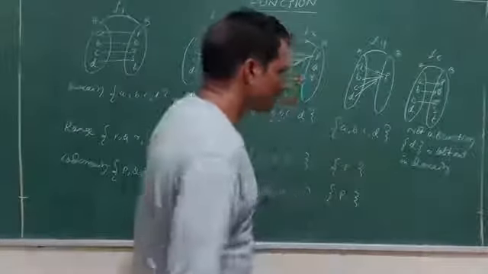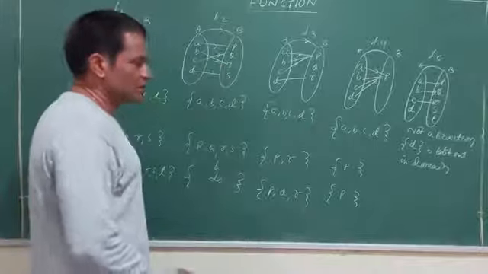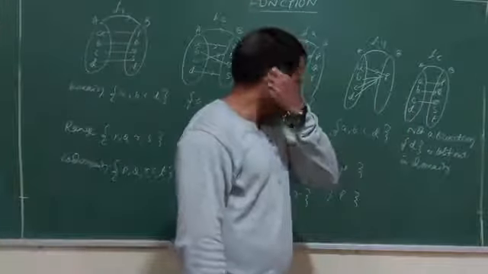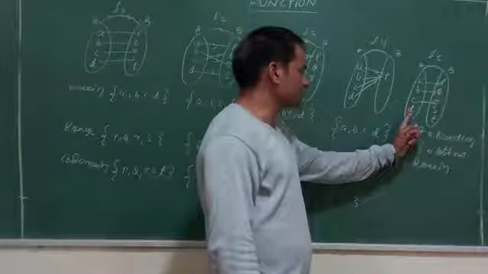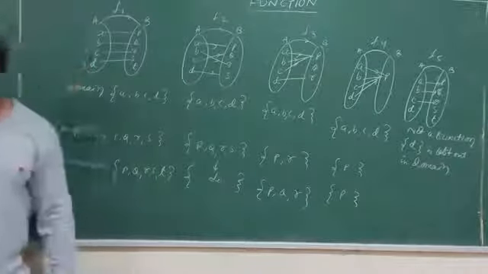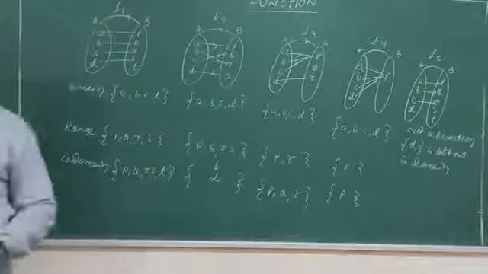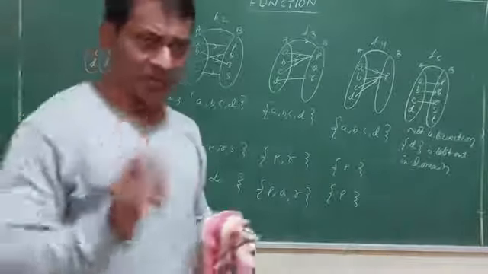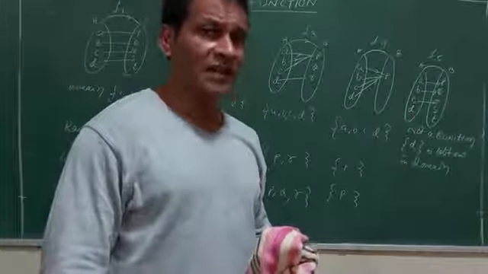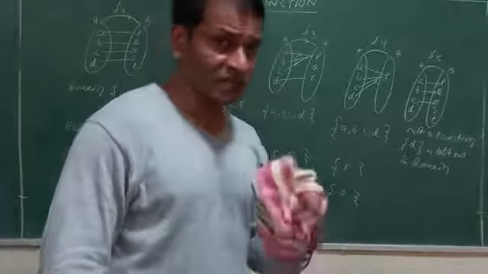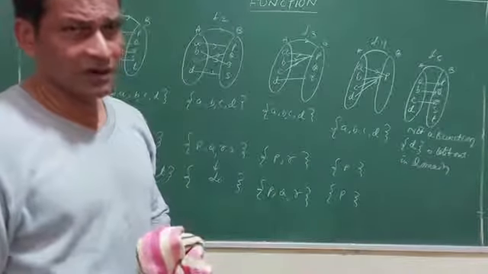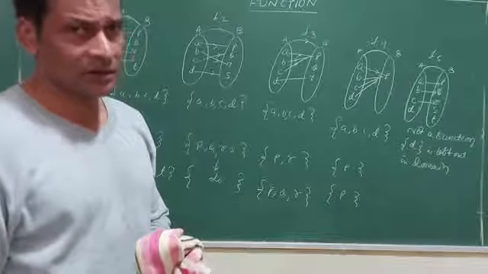Clear? So you got the idea that no element can be left out in a domain. If there are elements, then each must have a connection. Next, no single element of the domain should have more than one image in the codomain. No single element of the domain must have more than one element in the codomain.